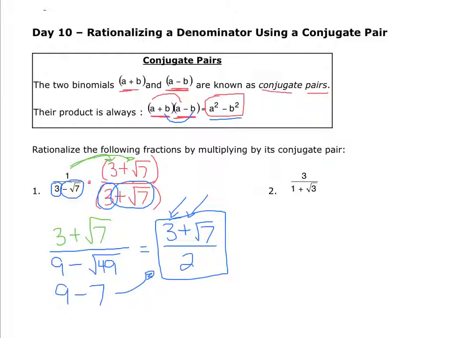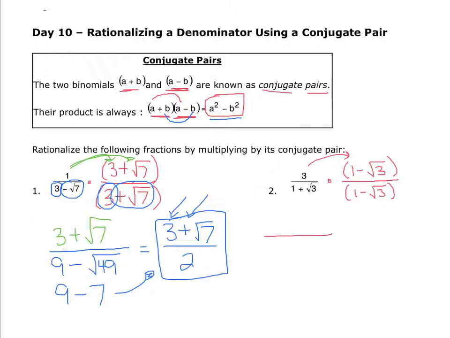Let's take a look at the second example. Since my denominator has 1 plus radical 3, that means my conjugate pair is going to be 1 plus radical 3 and 1 minus radical 3. I also need to multiply the numerator by the conjugate as well. I am now going to multiply.